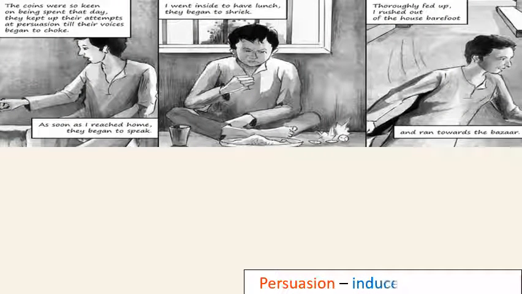The coins were so keen on being spent that day. They kept up their attempts at persuasion. Persuasion means induce, till their voice began to choke. When I reached home and sat on bed, they began to speak.